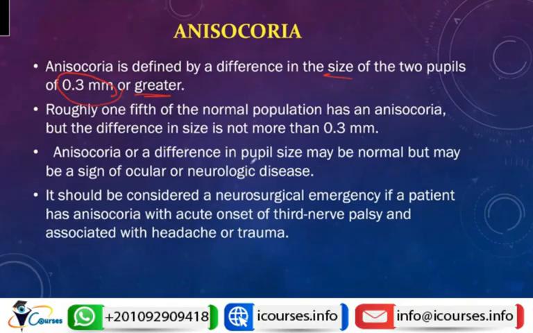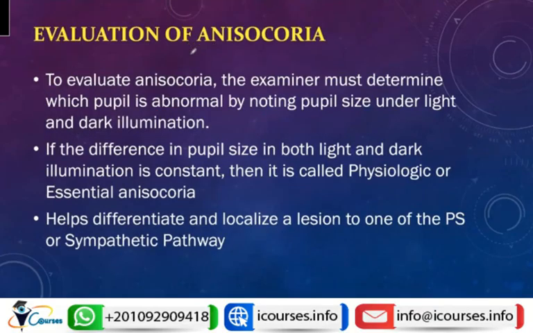The anisocoria, or a difference in the pupil size, may be normal, but may become a sign of ocular or neurological disease. So if you have a patient at your clinic who has anisocoria, then you should have a red alert, because there are some diseases that have a severe impact on the patient's eye or even life. Some diseases can be fatal that will manifest with anisocoria. So how can we evaluate the anisocoria?